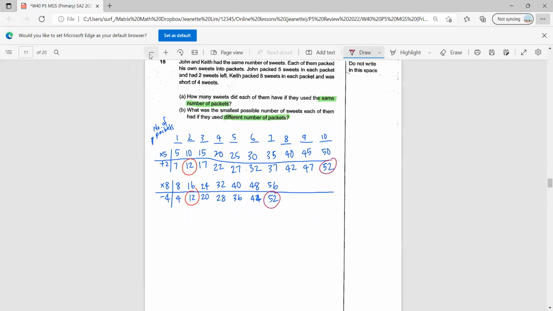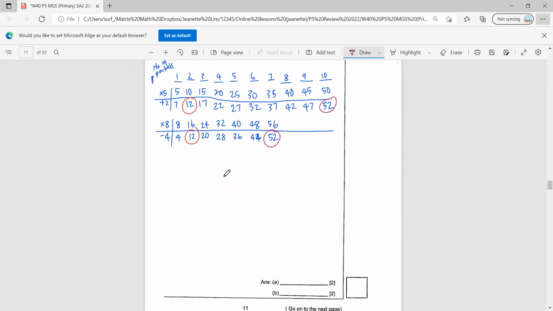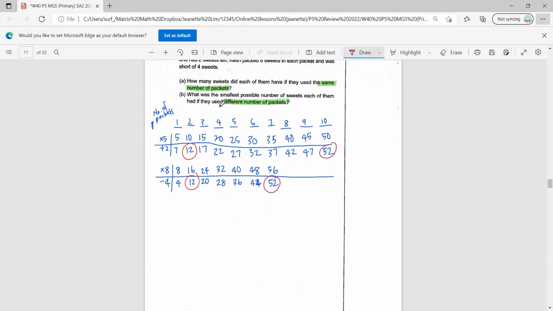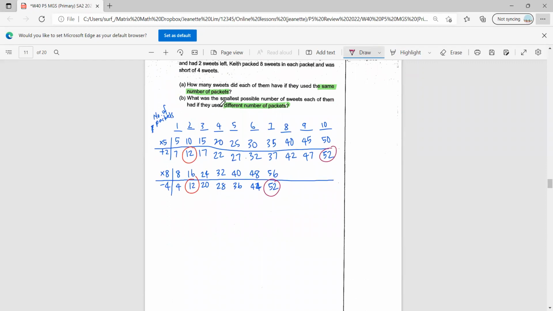Okay, so the first part A, answer 12. Part B answer 52. That's the number of sweets. 12 and 52. Okay?